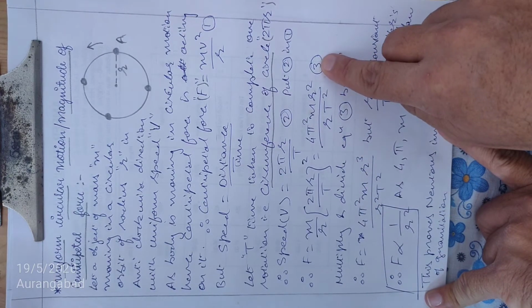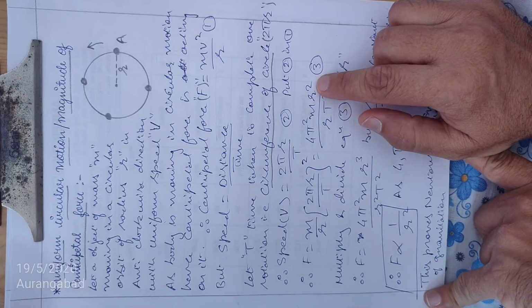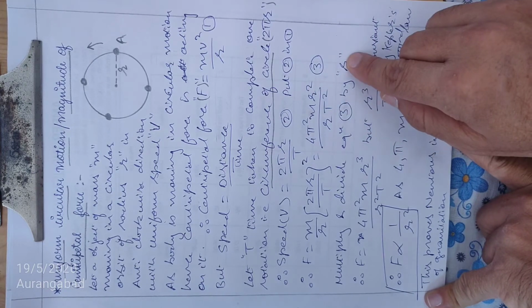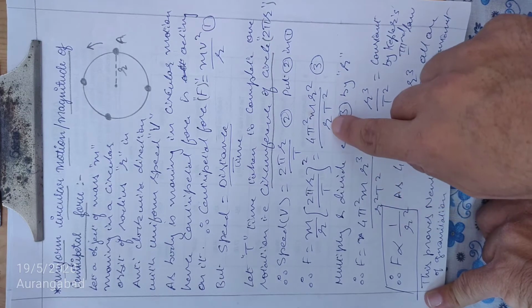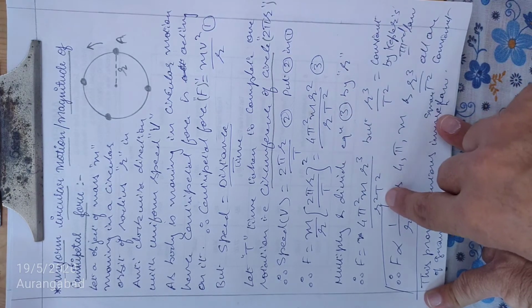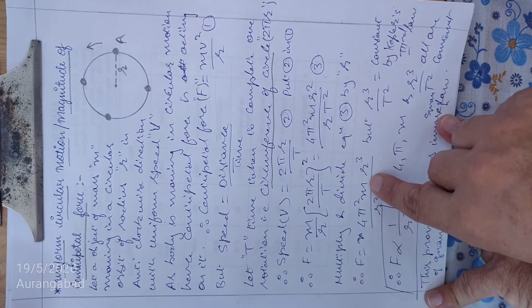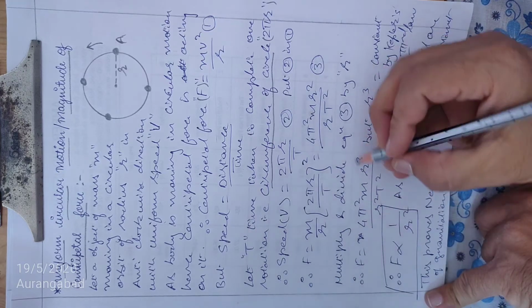Now what we are going to do, we are going to multiply and divide equation 3 by r, because here in the numerator we require r cube. What we require? R cube. So we multiply numerator and denominator by r, and r into r square is r cube, and r into r is r square. So equation becomes F is equal to 4 pi square m r cube upon r square T square.